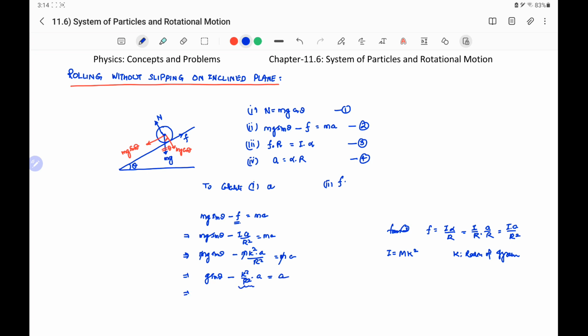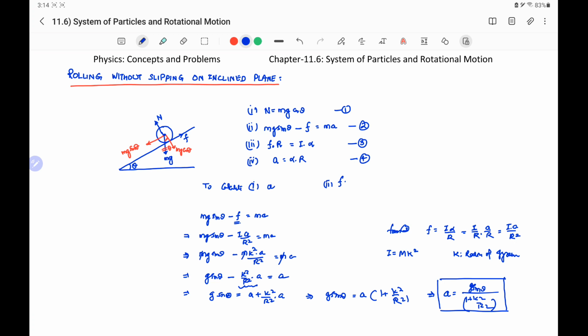Now this term is taken on the right hand side, so we will have g sin theta equal to a plus k square by R square into a. So it will give g sin theta equal to, taking a common, 1 plus k square by R square. So finally, we will have acceleration equal to g sin theta by 1 plus k square by R square. This is the acceleration of the rolling body on the inclined plane. Now, using this value of the acceleration, we can calculate the friction force.